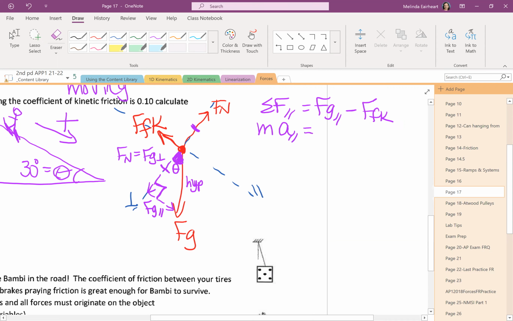Equals, and we have a special equation for FG parallel. You may have memorized it. You may want to memorize it. And if you're like, oh, I'm not good at memorizing, look at your triangle. Find your FG parallel. Remember, gravity, FG, mg is your hypotenuse. What trig function will we use for FG parallel? Sine.